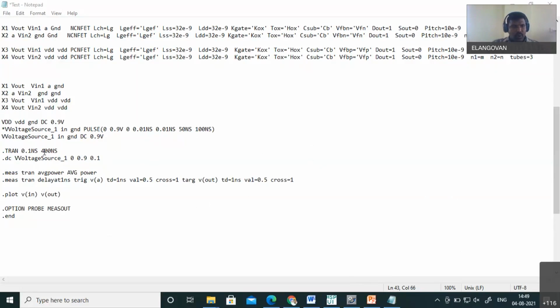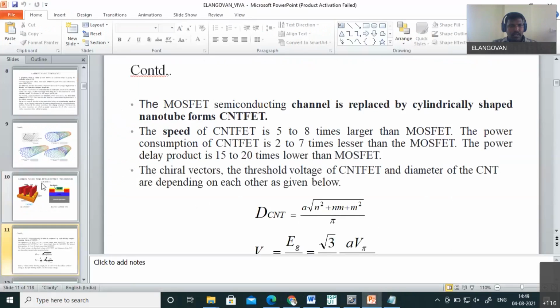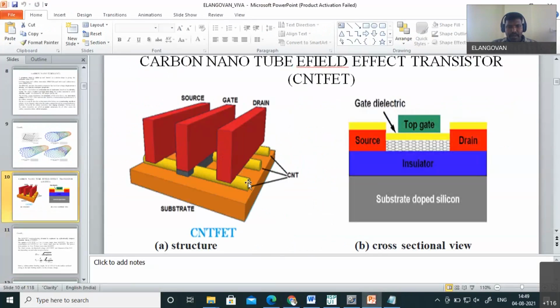Yeah, so this is the code. We have two inputs. I'm deleting this portion. What is meant by T tube equal to 3? What it means, I already showed here, right? Here, how many parallel CNTs are we using? That is T tube equal to 3. How many carbon nanotubes are you using as a channel? How many parallel tubes are we using? Is it okay, ma'am?